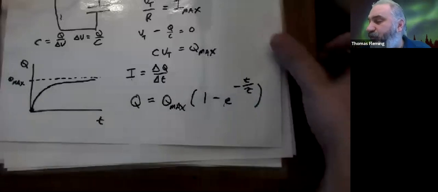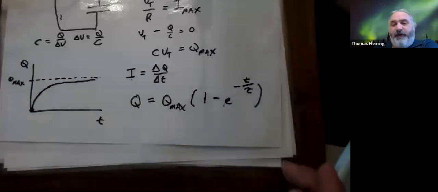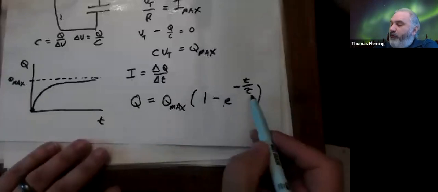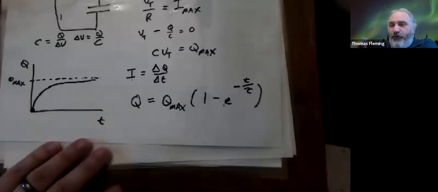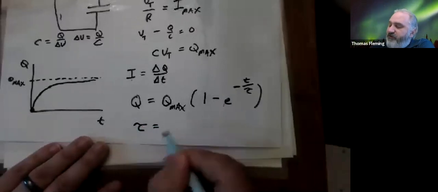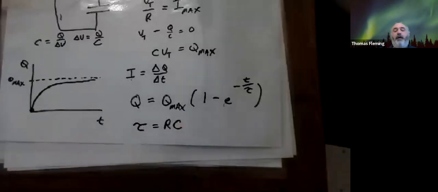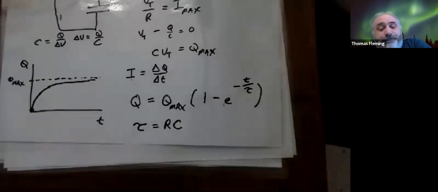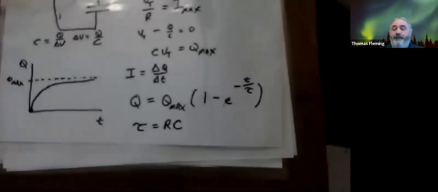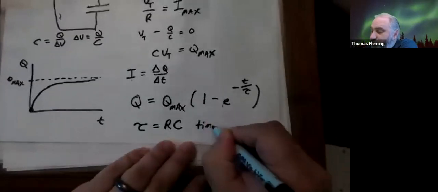To see that in a bit more detail, let's work through some values. But in order for me to do some more, I'm going to have to tell you what tau is. Now, it turns out that tau is going to end up being the product of the resistance of the resistor times the capacitance of the capacitor. So tau is equal to RC. We call this the time constant of your circuit.